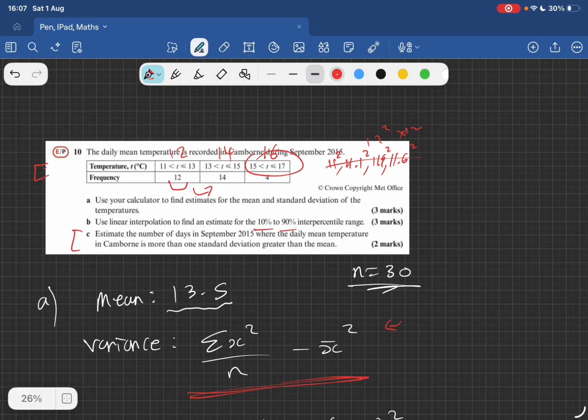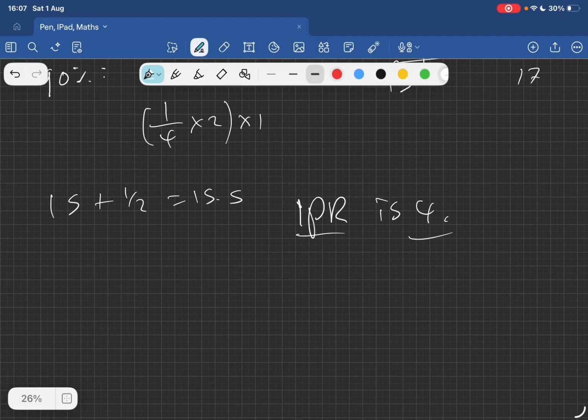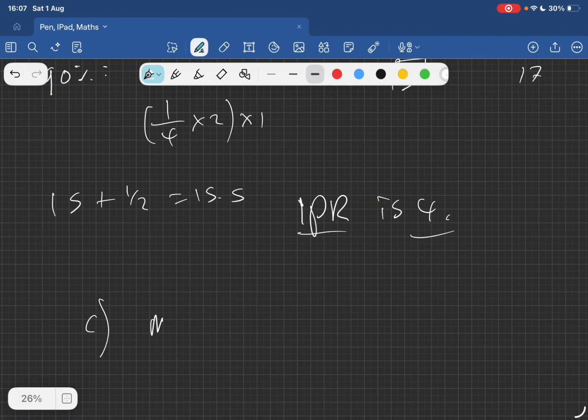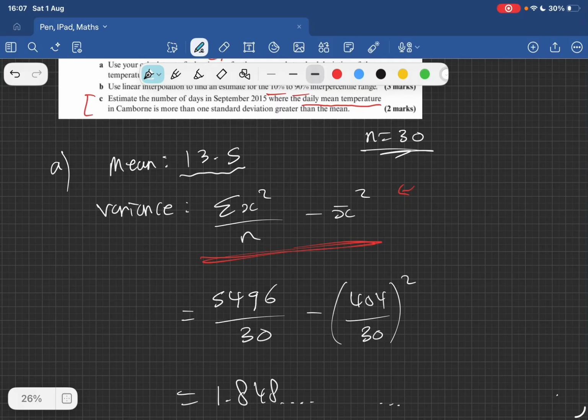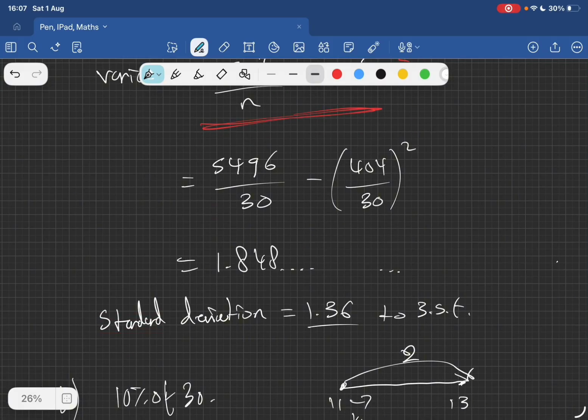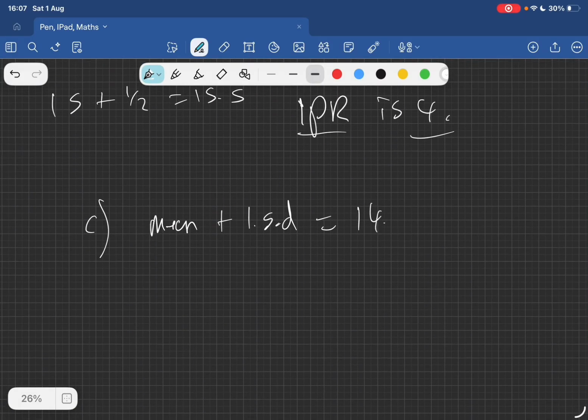Now we're doing another estimate. Estimate the number of days in September where the daily mean temperature in this place is more than 1 standard deviation greater than the mean. Lots of words, so let's write some stuff down. We need our mean plus 1 standard deviation. What is a mean plus 1 standard deviation? Well, 13.5 plus 1.36, so 14.86.